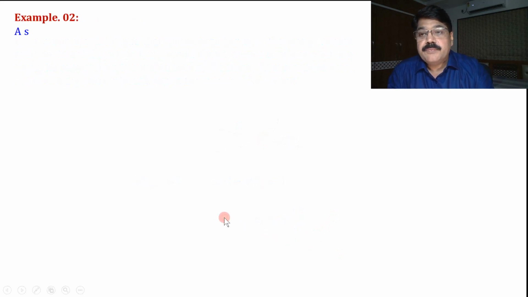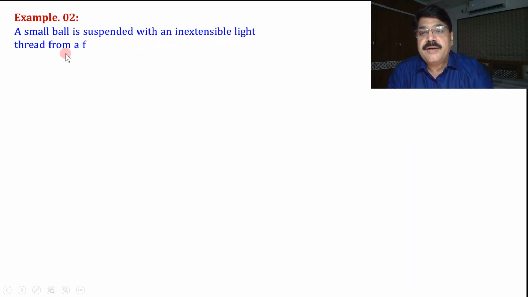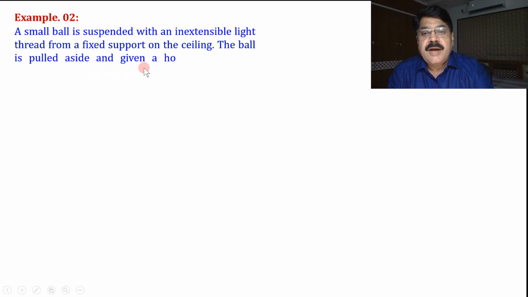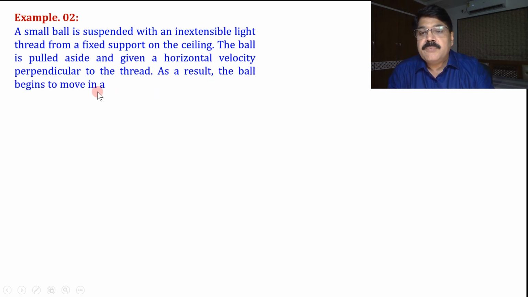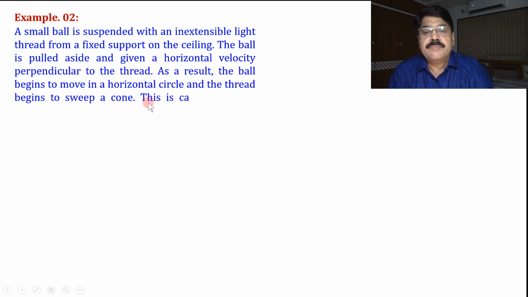Example 2. A small ball is suspended with an inextensible light thread from a fixed support on the ceiling. The ball is pulled aside and given a horizontal velocity perpendicular to the thread. As a result, the ball begins to move in a horizontal circle and the thread begins to sweep a cone. This is called a conical pendulum.